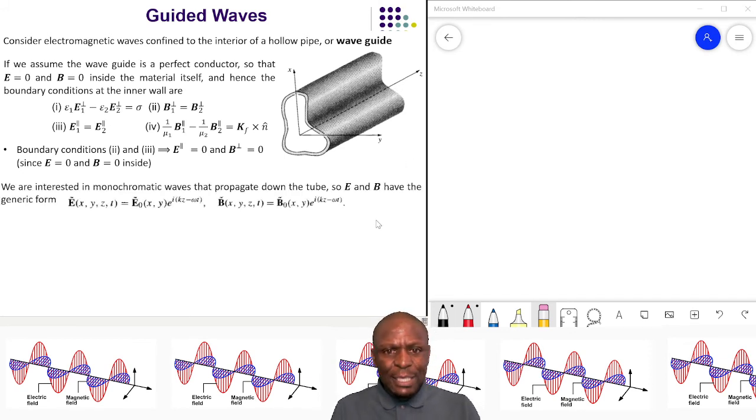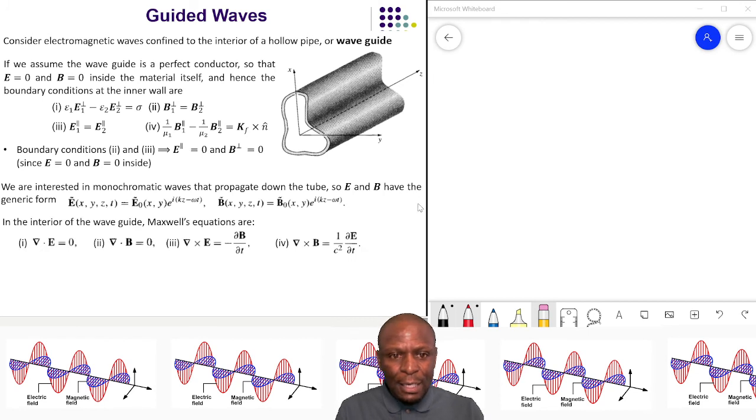Now, we are interested in the monochromatic wave that propagates down the tube, so that the electric field and B have the generic form. This is the solution for the electric field, and then the solution for the magnetic field. Right, in that case, in the interior of the waveguide there are no free charges and no free currents. Therefore, Maxwell's equations are just given by these equations.